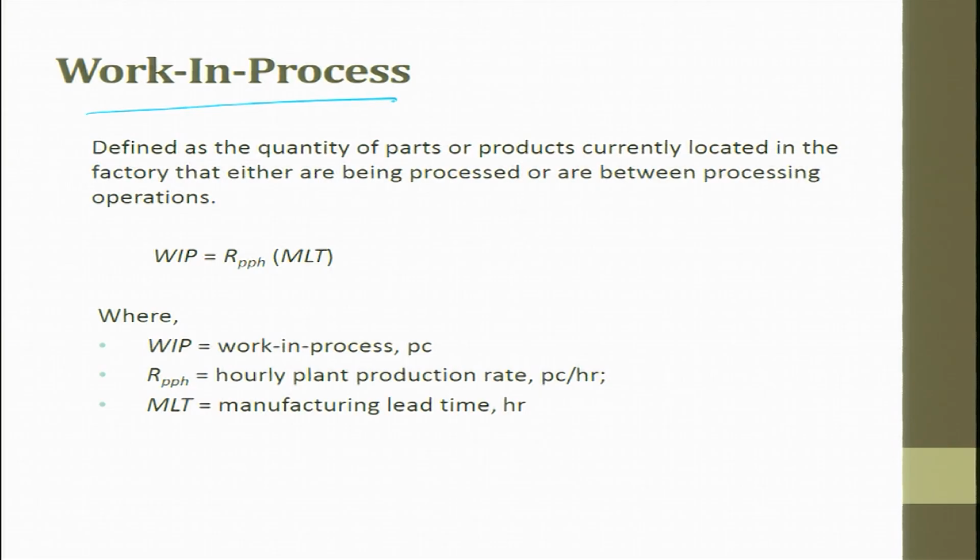What is WIP? WIP is defined as the quantity of parts or products currently located in the factory that either are being processed or are between processing operations. It is Rpph × MLT, where Rpph is the hourly plant production rate, which is pieces per hour, and MLT is the manufacturing lead time. You can try to find out your WIP. WIP has to be as low as possible.